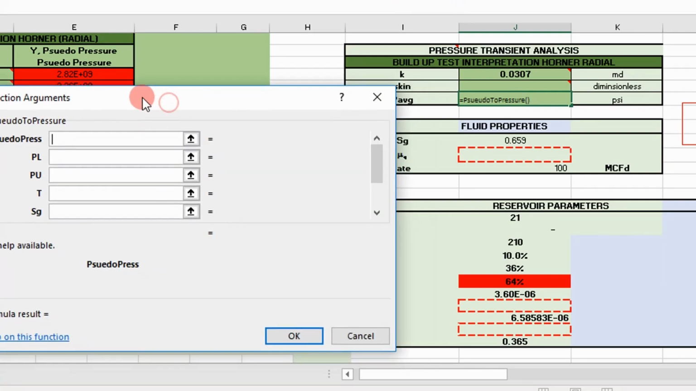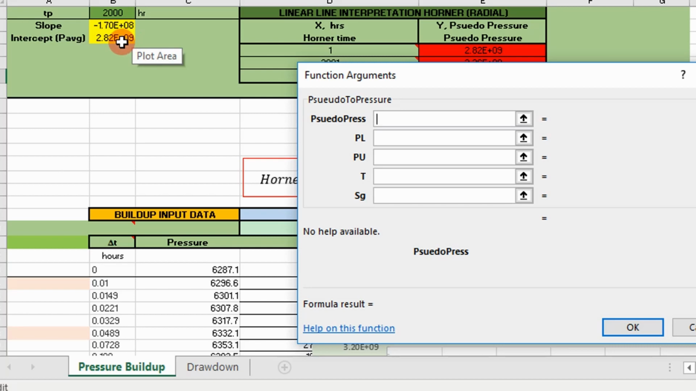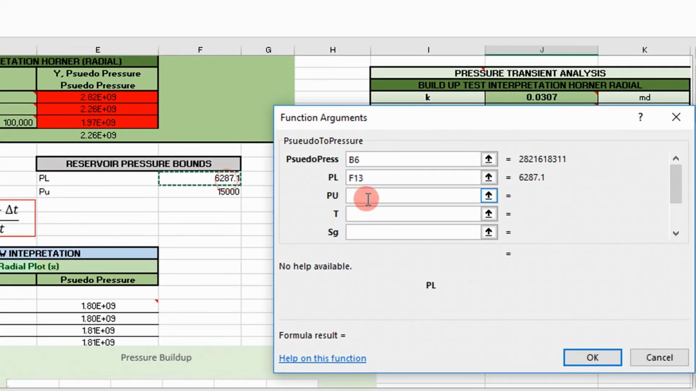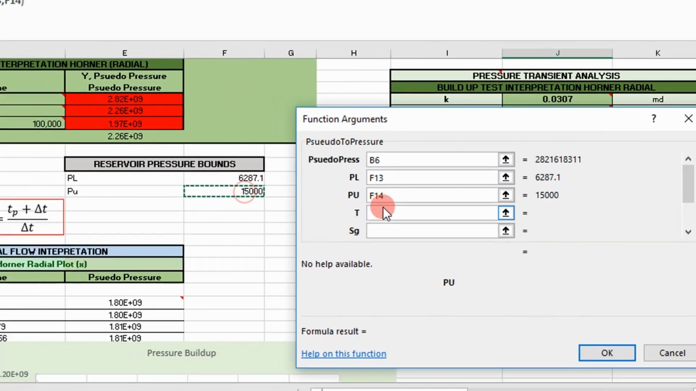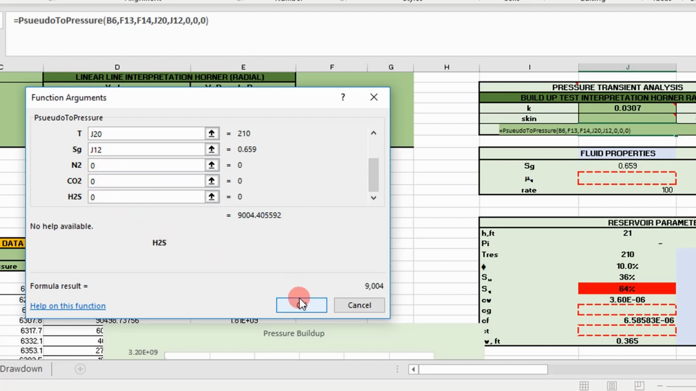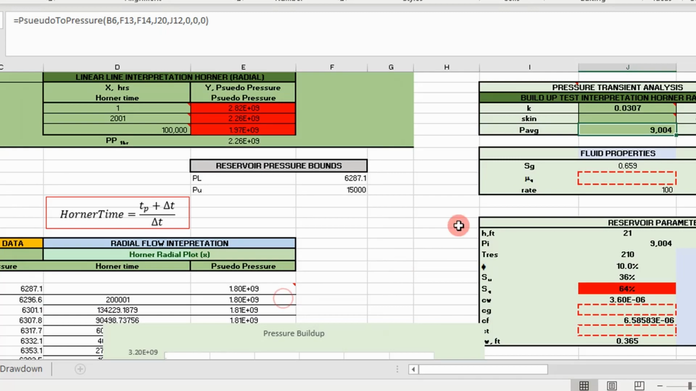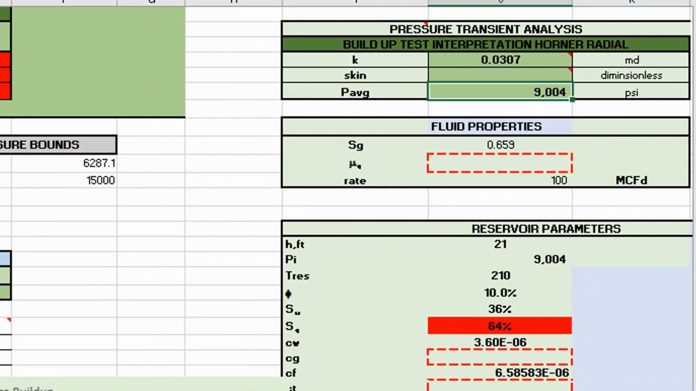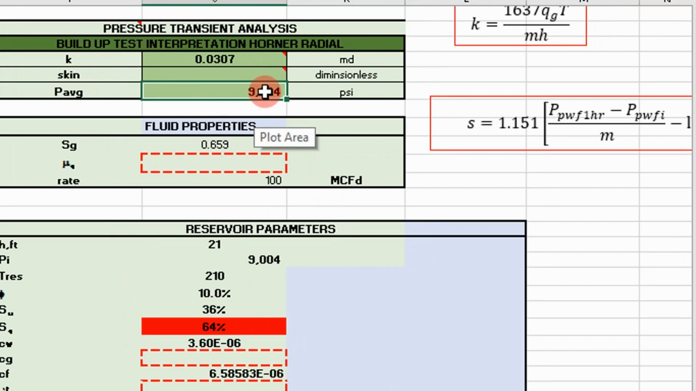The arguments are going to be your pseudo pressure that you want to convert to an actual pressure, which is going to be our intercept. It's going to take our lower bound, which is our well flowing condition, our upper bound, which is a guess that seems reasonable, and then a temperature, gas specific gravity, and then any impurities, and then bang. So we got an average reservoir pressure of 9,004.